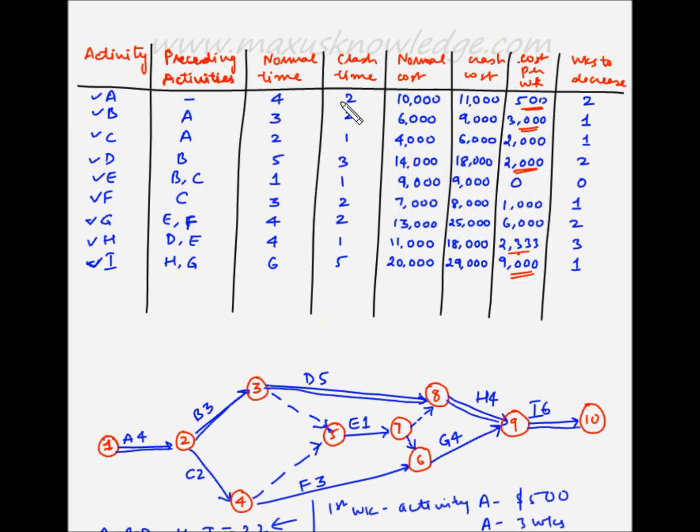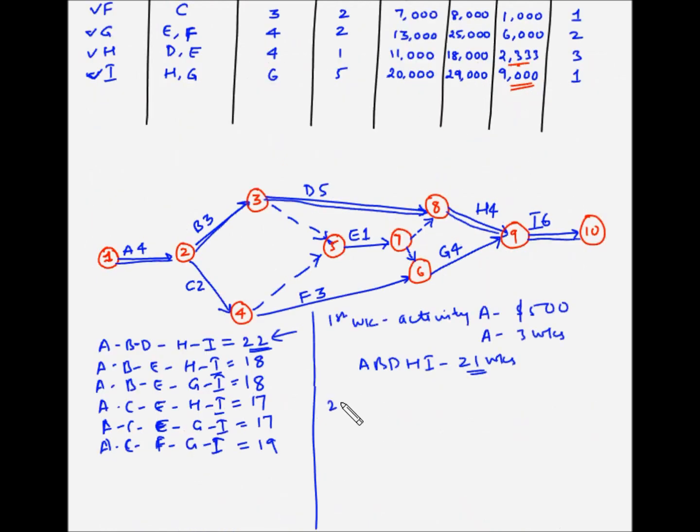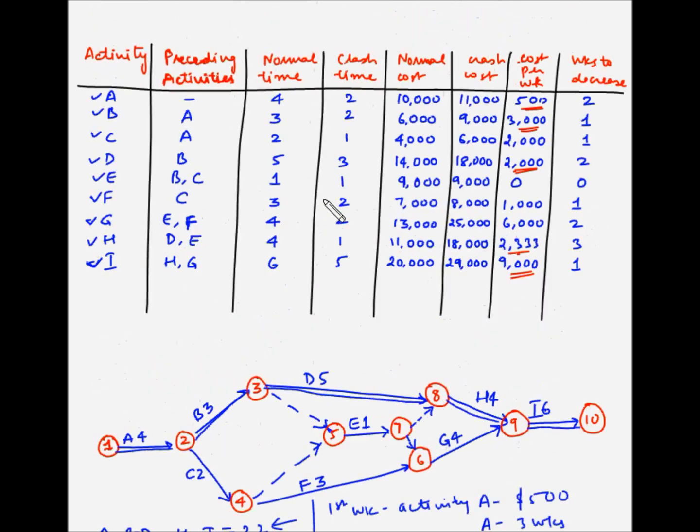But we can further bring it down by another week because the cost per week for activity A is the lowest. So second week also activity A at a cost of $500. So A becomes 2 weeks and A, B, D, H, I becomes 20 weeks. So now we have reduced the duration of the project by 2 weeks, and we have also crashed the activity A to its maximum limit. So crash time is 2 weeks, so we have brought the time from 4 to 2 weeks. So activity A is no longer available for crashing.